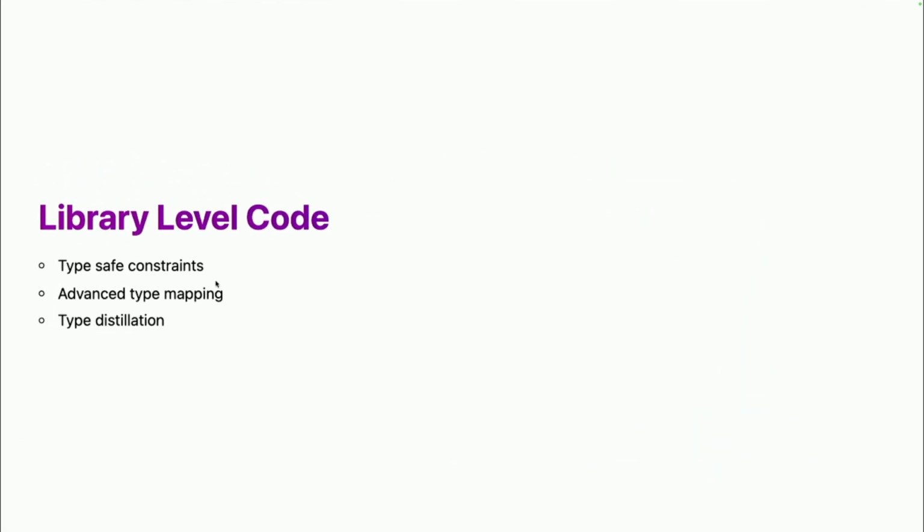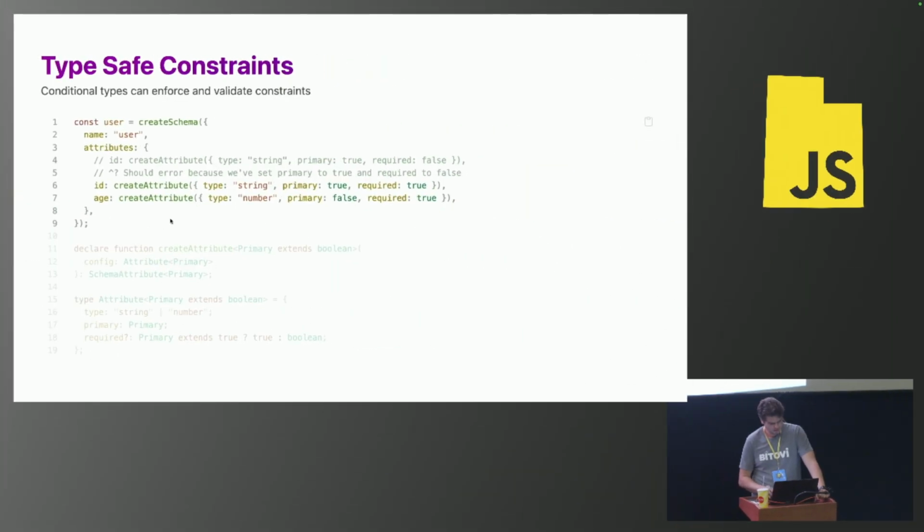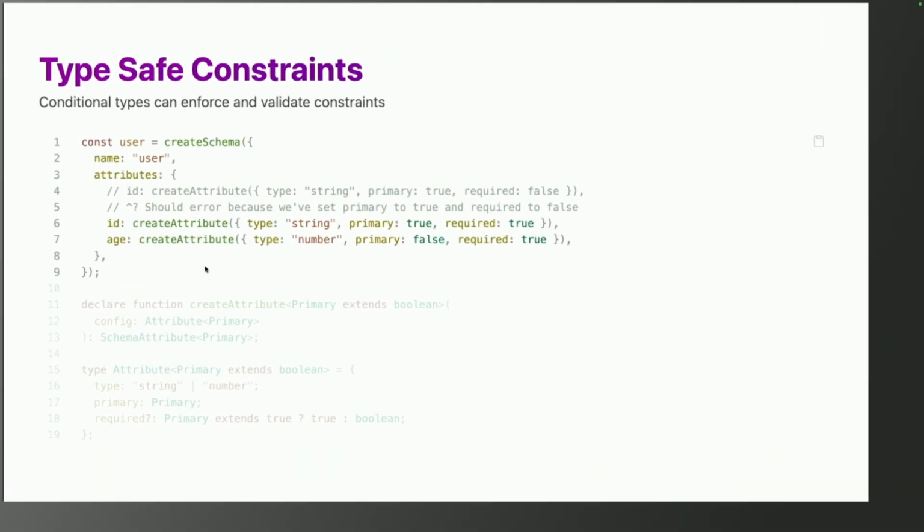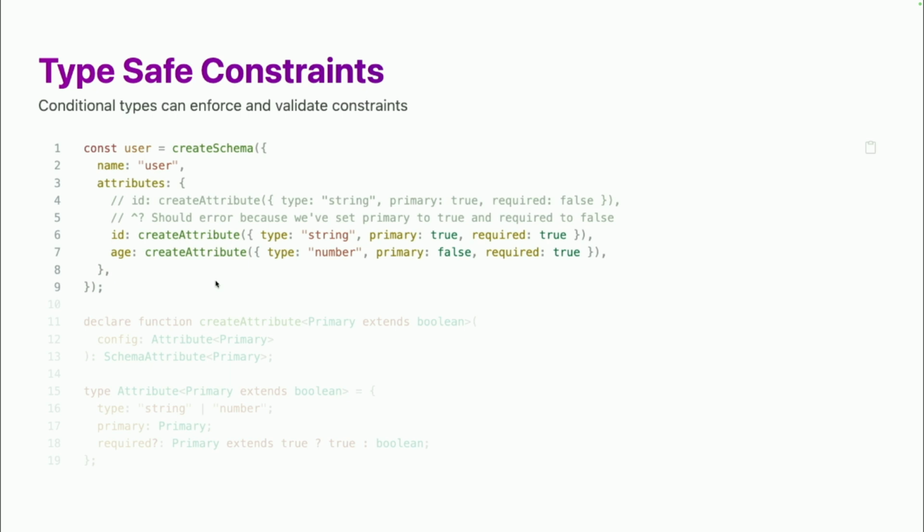Which brings us down to our library level code. There are a bunch of different reasons that you would want to reach for conditional types when you're writing library code. My three biggest are type-safe constraints, anytime you need to do some sort of advanced type mapping, and type distillation. So type-safe constraints, which is basically we can enforce and validate constraints at type time.